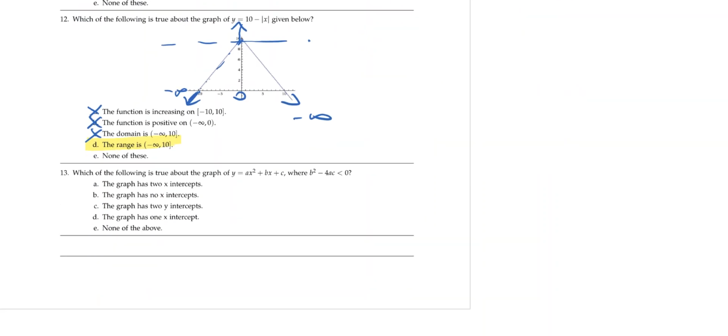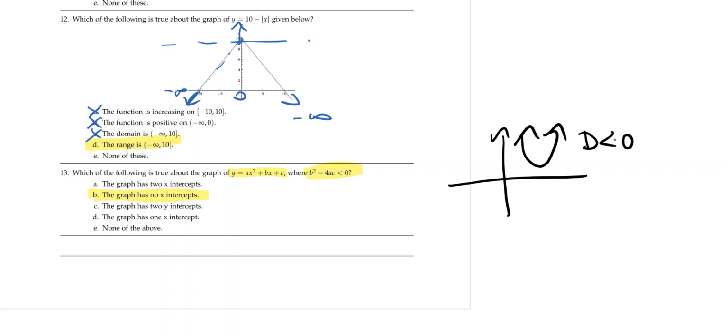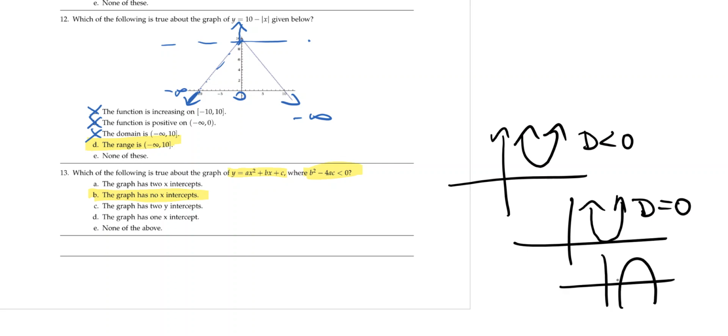Which of the following is true about the graph? So you have a parabola and b squared minus 4ac is less than 0. The discriminant is less than 0. Well, that means that there are two complex solutions, so there are no x-intercepts. So basically, you just got to remember those rules. So this is the case when the discriminant is less than 0. This is when the discriminant equals 0. And then something like this is when the discriminant is positive.